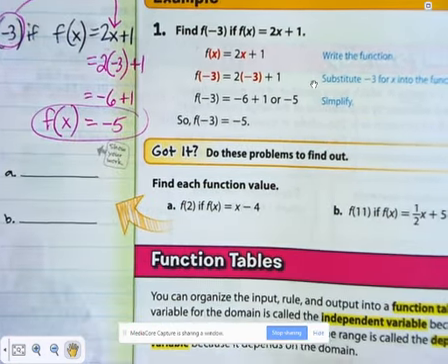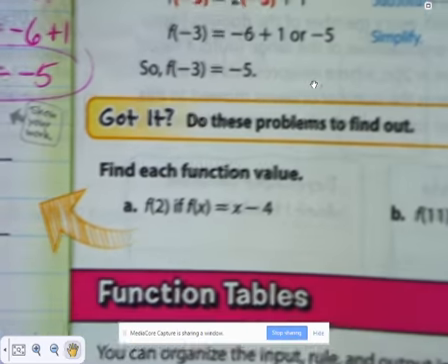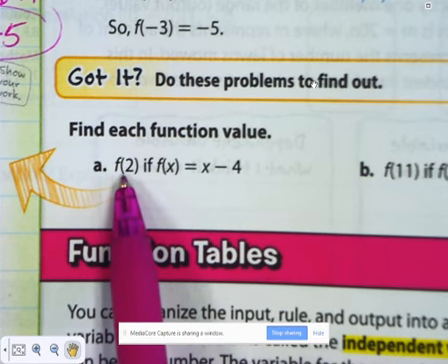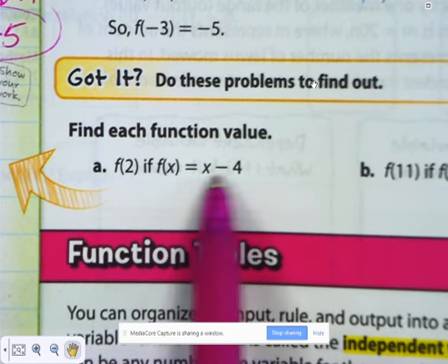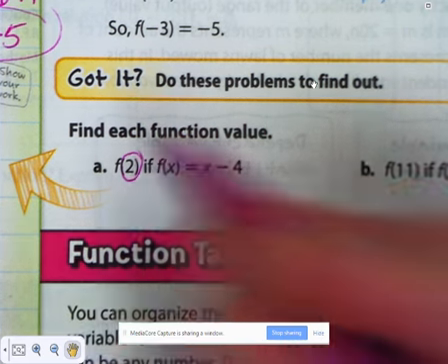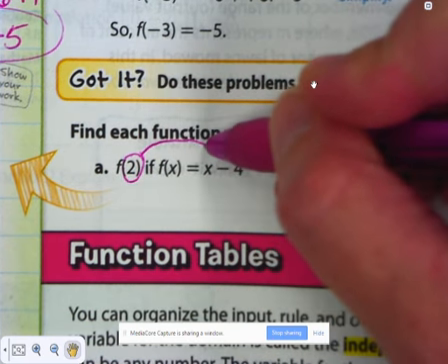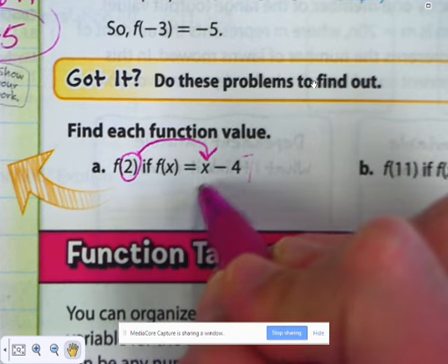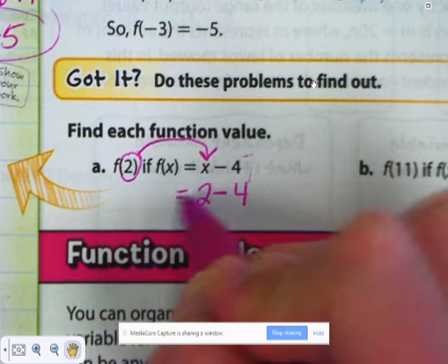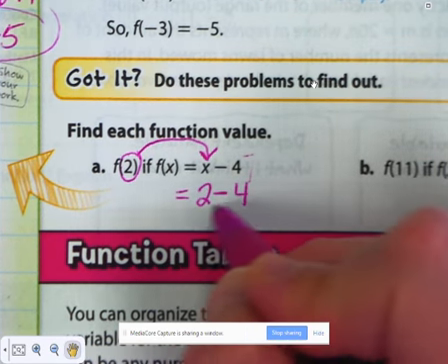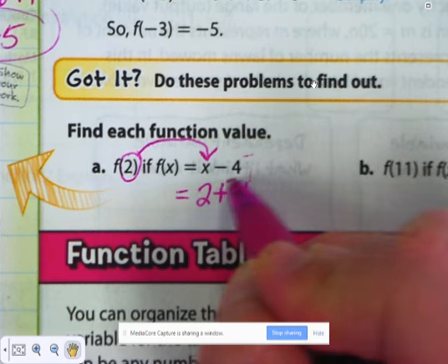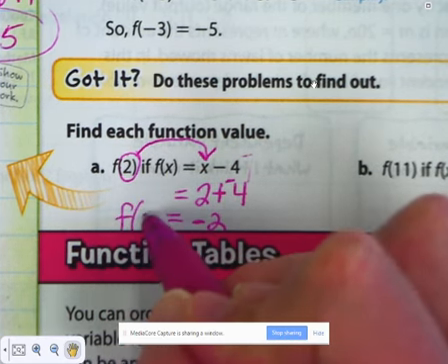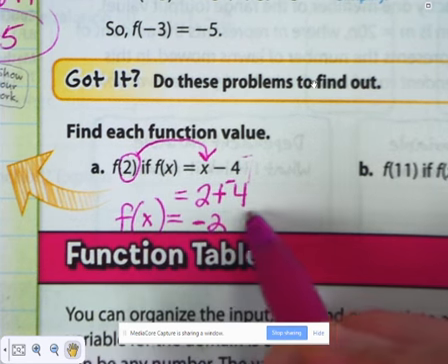Let's look at part A. You're going to do this first problem with me. This is saying, what is the function of 2 if the function of x equals x minus 4? They're asking you to plug in 2, so we're going to plug it in here to the input side. We input 2, and then we solve this side. So 2 take away 4. Because it's subtraction, I have to keep, flip, change, and solve, and I get -2. So the function of 2 is -2.